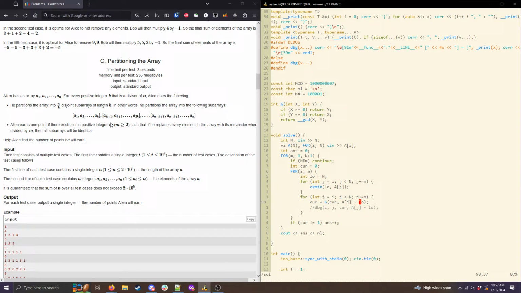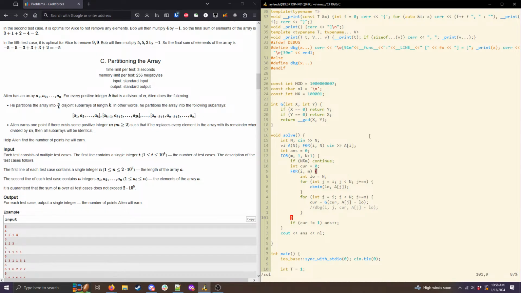And then to deal with the fact that there can be zeros in here, I have a safe GCD function that does a little bit of special casework, where if one of the numbers is 0, it just returns the other. 0 I just take to mean the number that's divisible by everything. And then otherwise I just return the GCD of x and y. And then if our GCD is not equal to 1, then our score increases by 1.